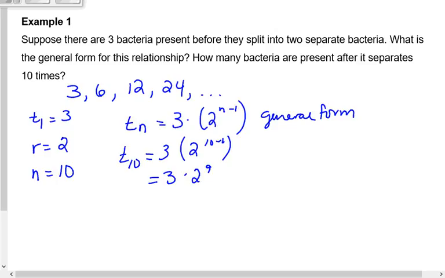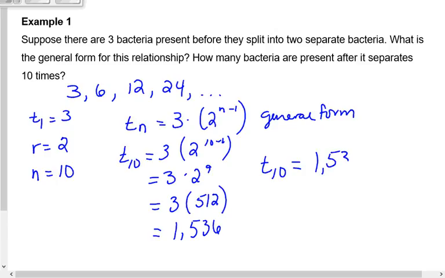So we have 3 multiplied by 2 to the power of 9, which equals 3 multiplied by 512, which then simplifies or multiplies to 1,536. Okay, so the 10th term in this sequence would be 1,536.